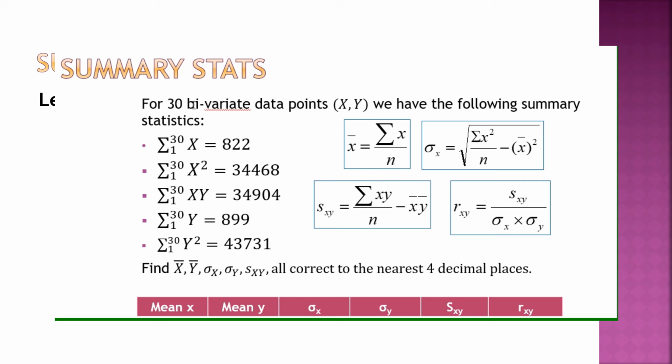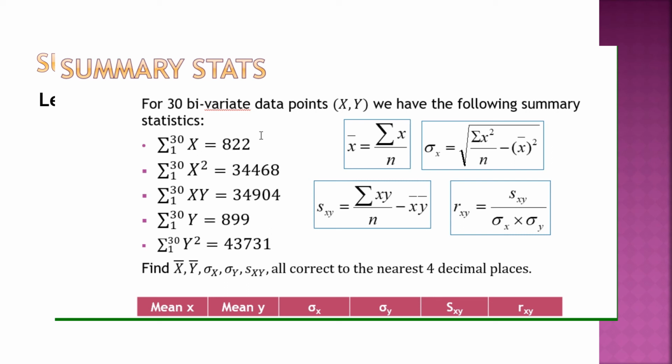Alright, you have 30 bivariate points. What does 30 bivariate points mean? Your n is 30. What does this mean in your manual? That means the summation from data number 1 to data number 30. Summation from data number 1 to 30 for x is 822. So meaning your n is 30. Understand now? Now n is 30.